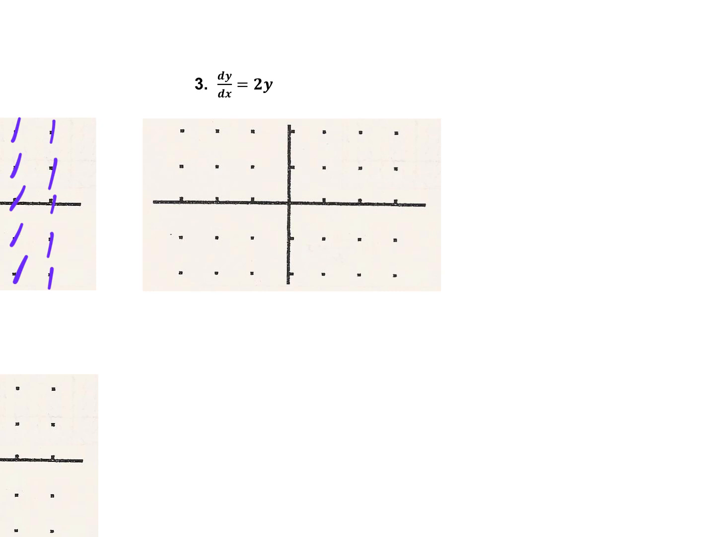So where our y is 0, which is all along here, I'm going to have a slope of 0. Now I have to draw that slightly above because I can't show it otherwise. When y is 1, which is now this entire row, my slope is 2. That might not be steep enough. There we go, the whole way across this time. What's going to happen as we continue up? Steeper.